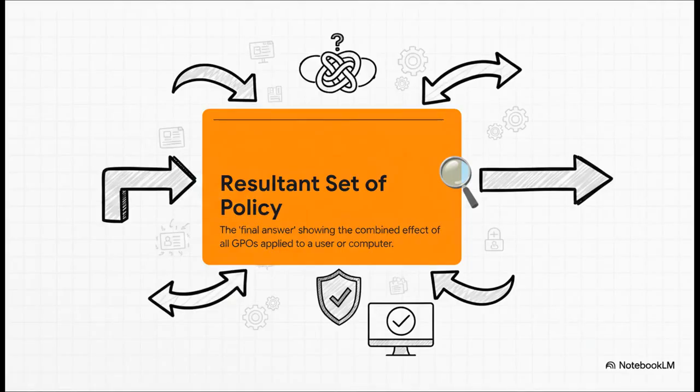RSoP is basically the final answer. You've got this environment with maybe dozens of policies hitting a machine from all different levels. Local, site, domain, multiple OUs. It's a mess. RSoP is the thing that calculates the single effective policy that a computer or user is actually getting. It shows you which setting won the fight, and even more importantly, why it won.